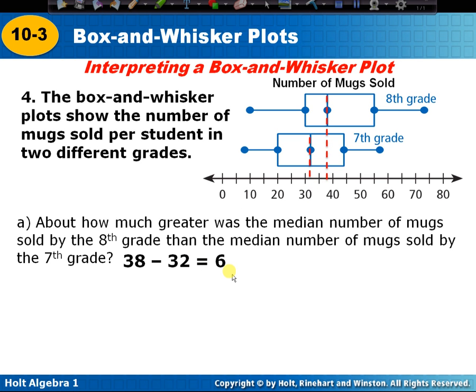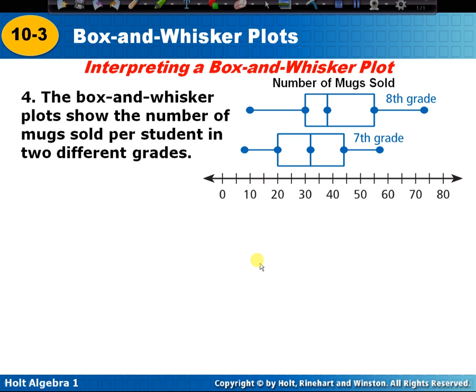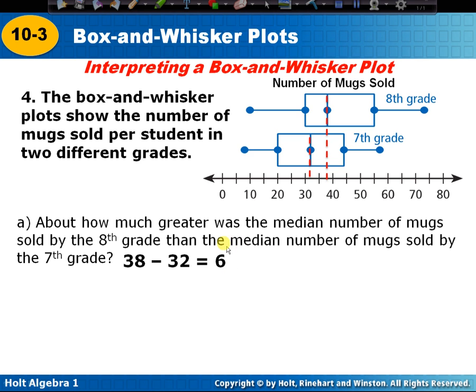So 38 minus 32 is going to give us 6. So we're going to say that the median for the 8th grade is 6 greater than the median for the 7th grade. Make sure that you have that down. That's all you have to do for this one. Don't write the question, just write the answer. For A, just write 38 minus 32 equals 6.